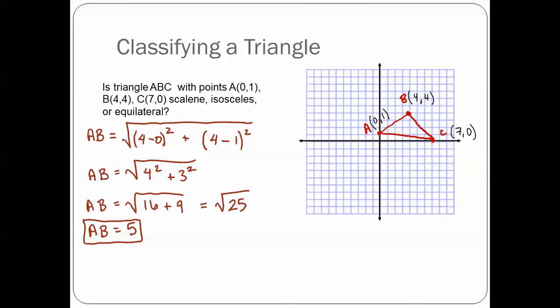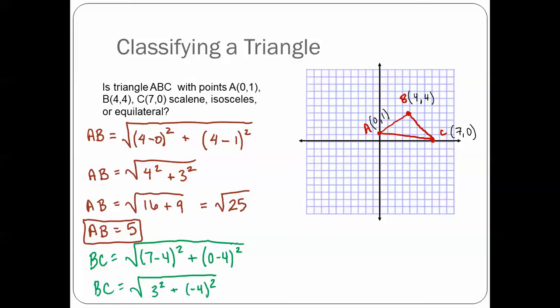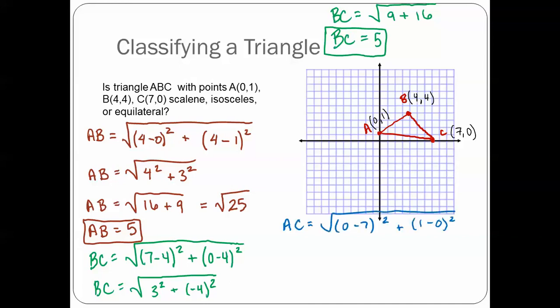Now let's find the length of BC. Again, plugging in all my values using the coordinates B and C into the distance formula. Carry out the calculation step by step. You get the square root of 9 plus 16 again, which is the square root of 25, so the length of BC is 5. So far we have two sides that are the same length, so we can rule out scalene. It's not scalene. It's either isosceles or equilateral. Well, let's find the length of the last side, side AC, and see if it's isosceles or equilateral.